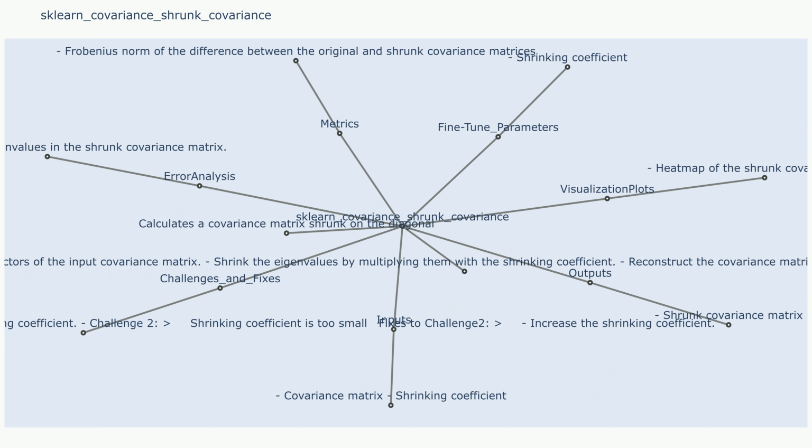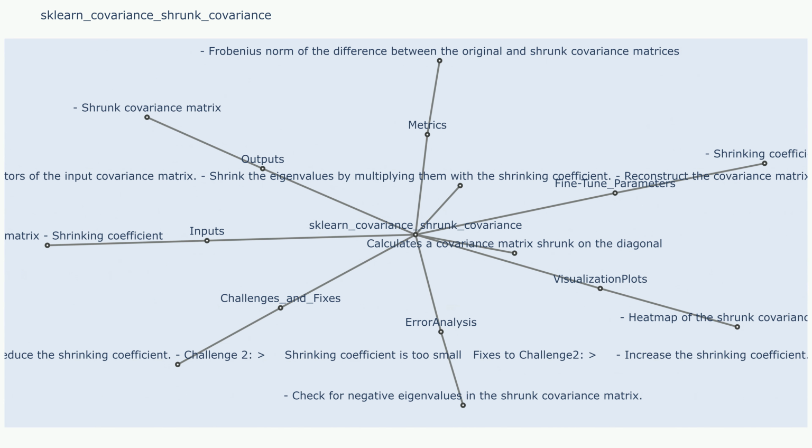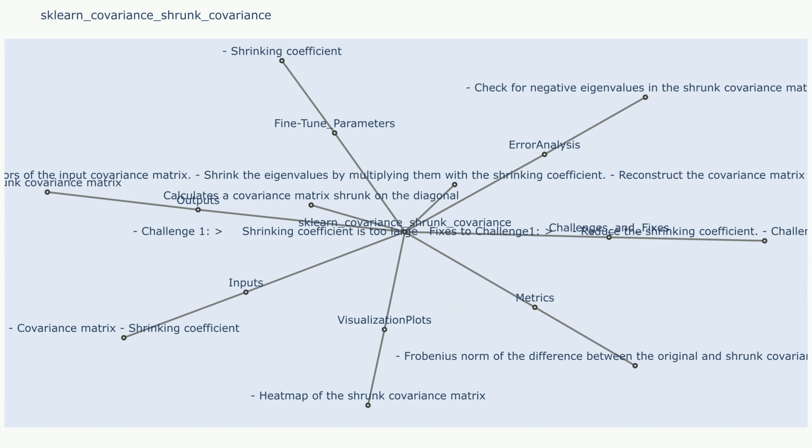Fine-tune parameters. Shrinkage: the shrinkage parameter directly controls the degree of shrinkage. Increasing the shrinkage parameter will lead to a more shrunk covariance matrix, making it more robust to noise and outliers but potentially losing information about the true relationships between features. Finding the optimal shrinkage parameter depends on the dataset and the specific goals of the analysis.